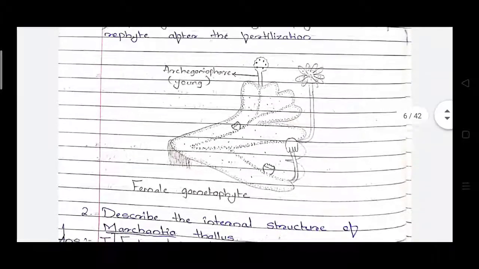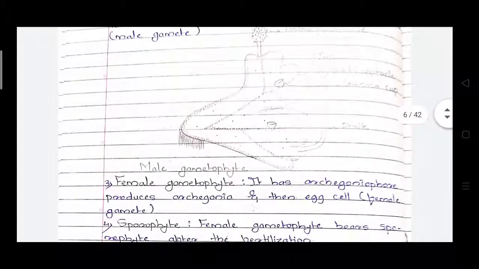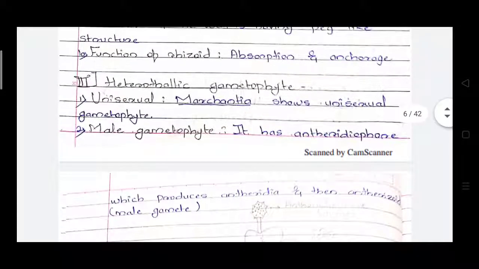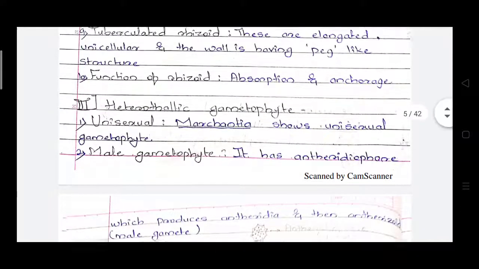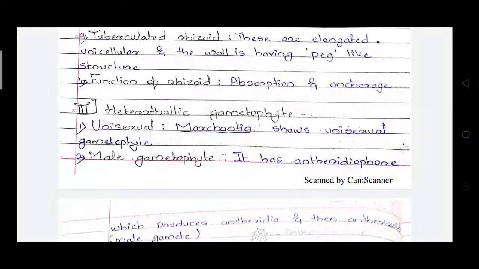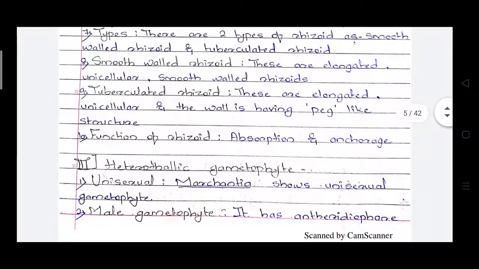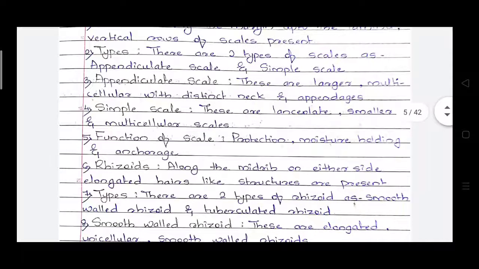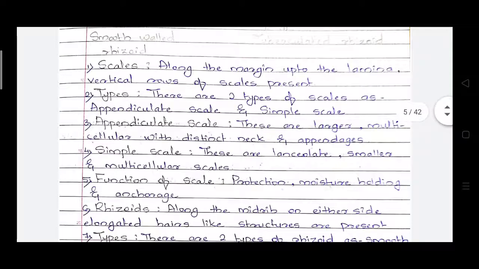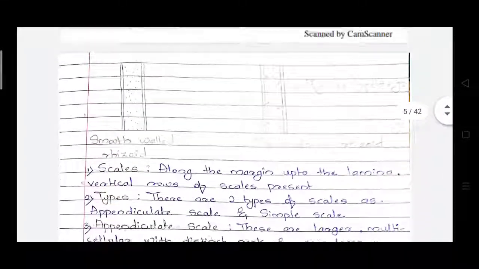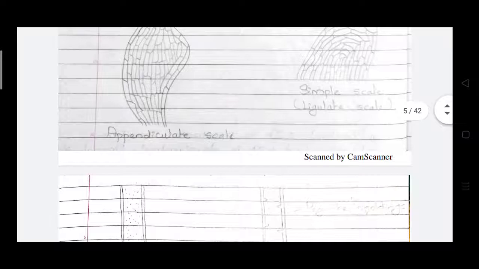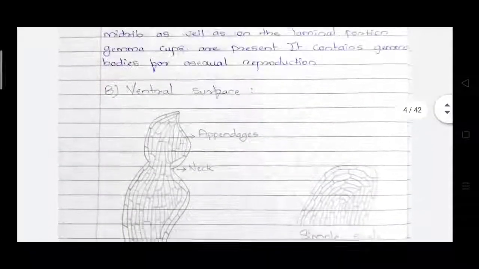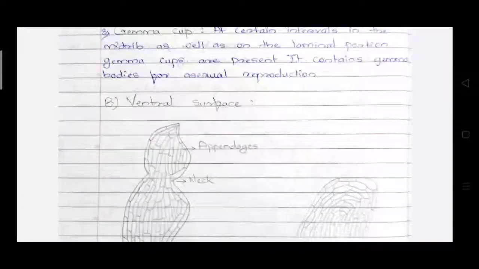I hope all of you have understood the structure of Marchantia. I also have one video, so after some time I will send you this video on Marchantia. So for today's lecture, it is only about the external structure of Marchantia. I hope all of you have got this.